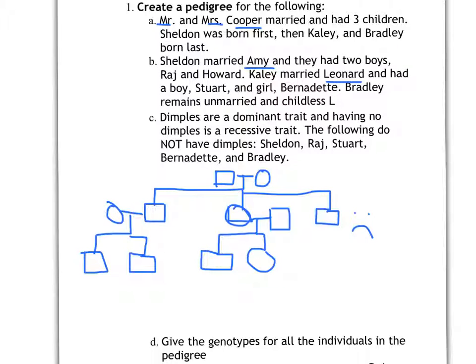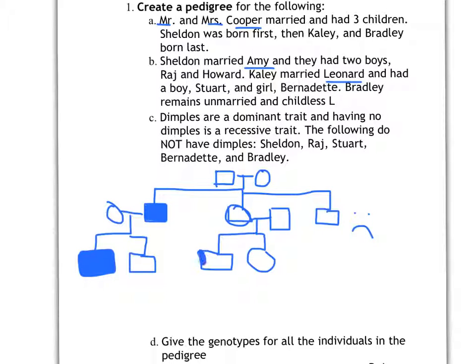Having dimples is a dominant trait, and having no dimples is a recessive trait. So we're tracking those who do not have dimples. And the following people do not have dimples. We have Sheldon. He has no dimples, so I'm shading him in. And Sheldon's firstborn, Raj, does not have dimples, so he gets shaded as well.